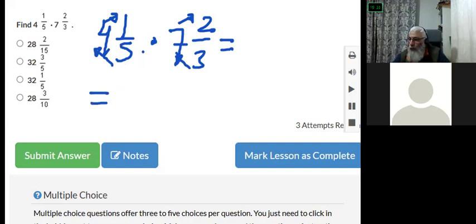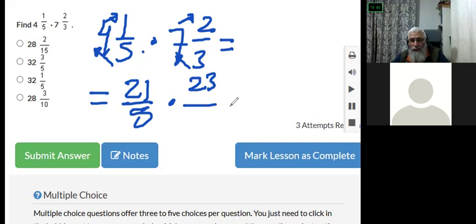4 and 1 over 5: you multiply 5 and 4. You get 20, plus 1 is 21. So it is 21 over 5. And then the other one is 21 plus 2, which is 23, over 3.